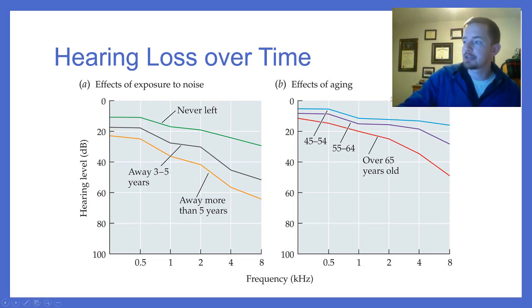Here, you're looking at the effects of aging, very similar to another graph that we looked at, how as we get older, our hearing threshold gets worse, just through common hearing loss.